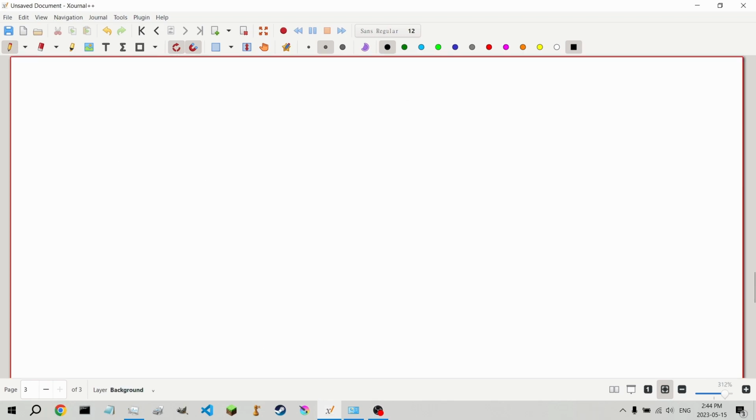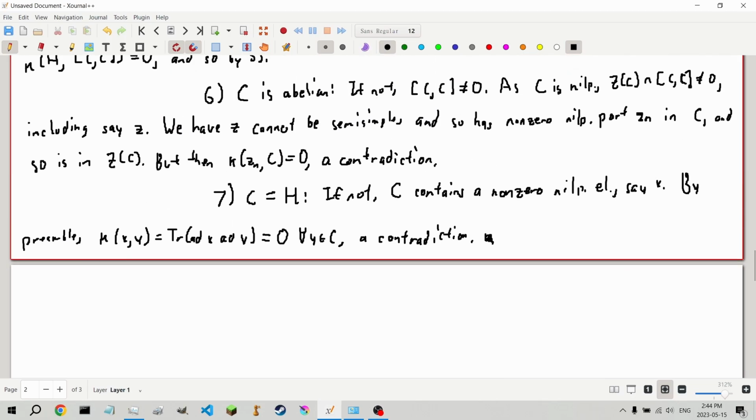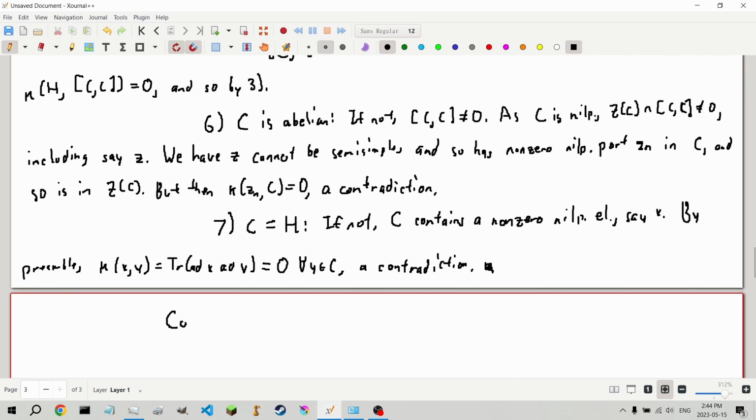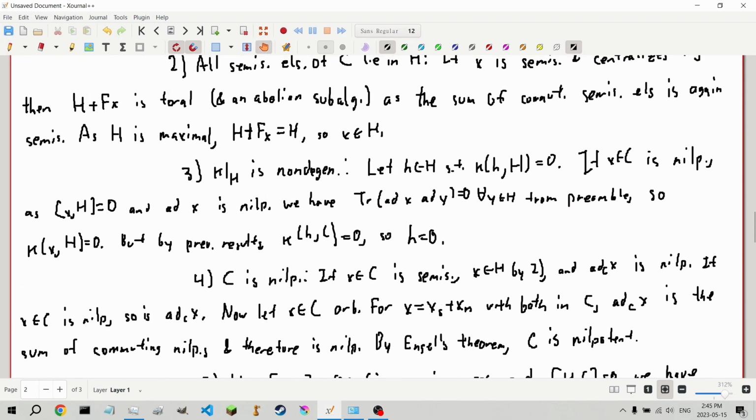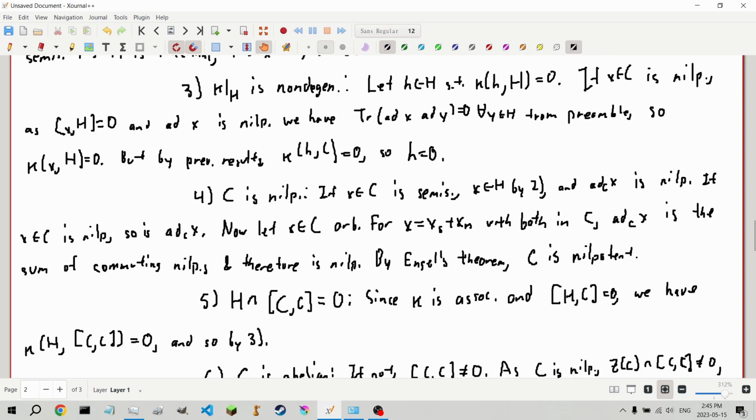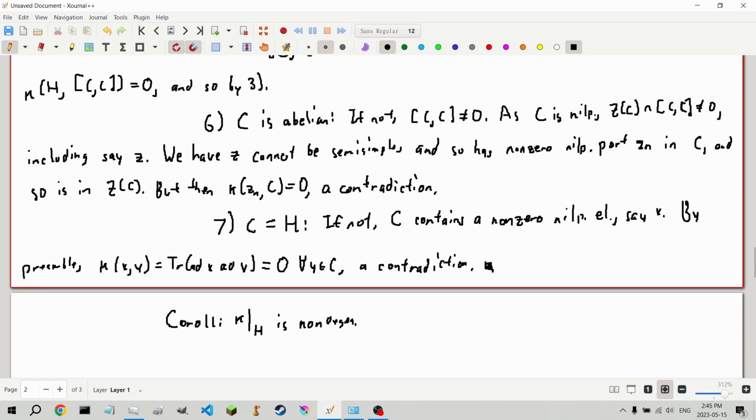And this comes with a corollary, which states that the restriction of the Killing form to H is non-degenerate. Which is what we've seen already. Since C is H, we have that the Killing form on H is non-degenerate.